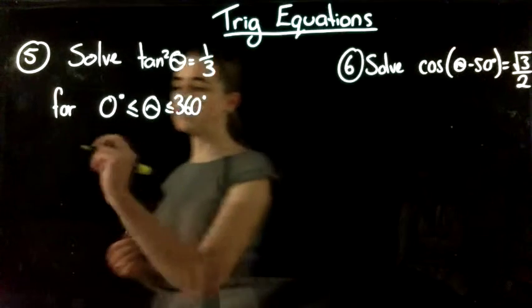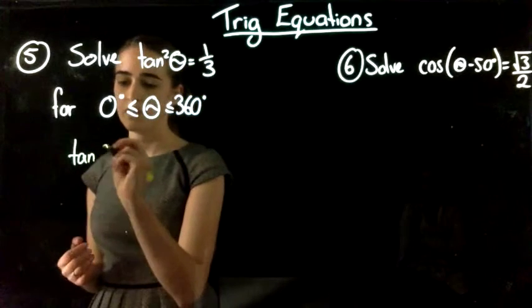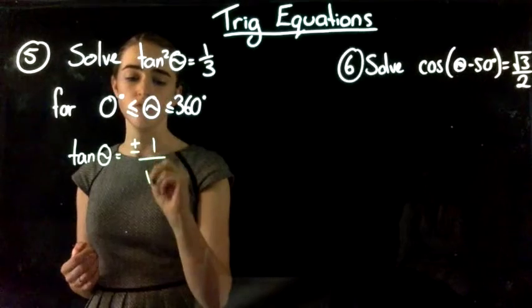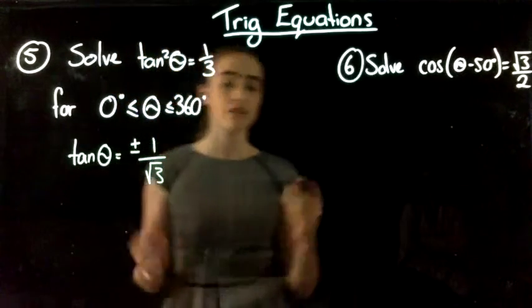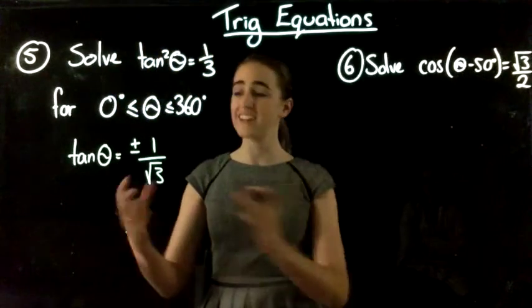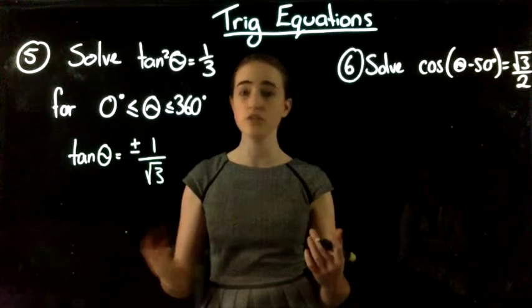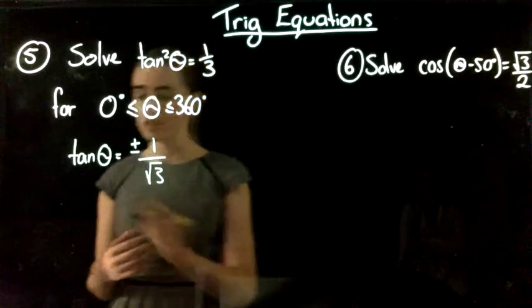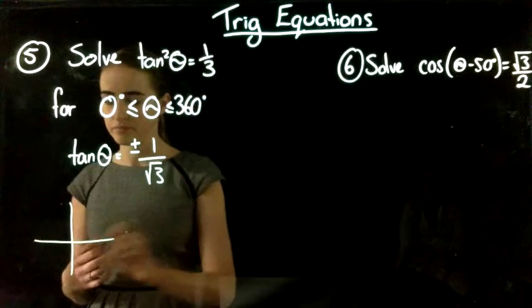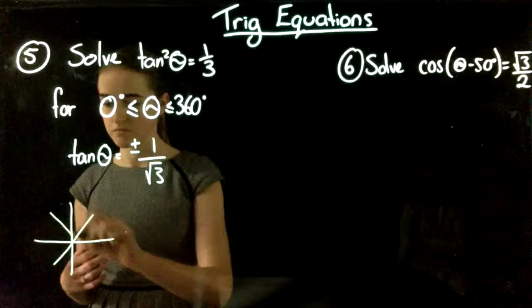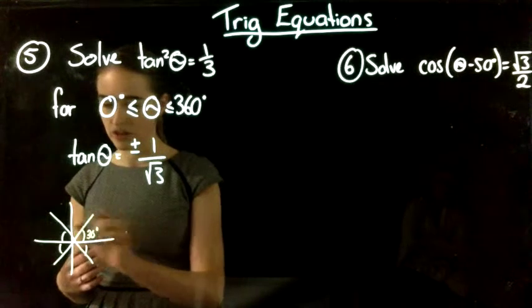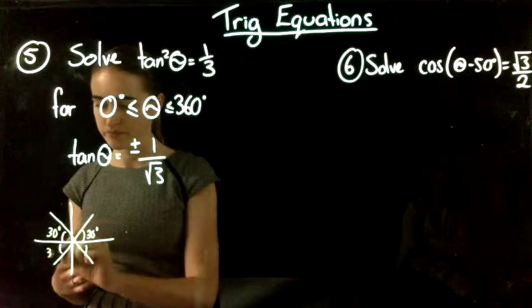So tan theta in this one is going to be equal to plus or minus 1 over root 3. So then we can draw our little diagram. It's actually going to be in all 4 of our quadrants this time because of that plus or minus. And our related angle is going to be 30 degrees. Oops, that didn't quite cut through where I wanted it to. But we've got 30 degrees in each of those.